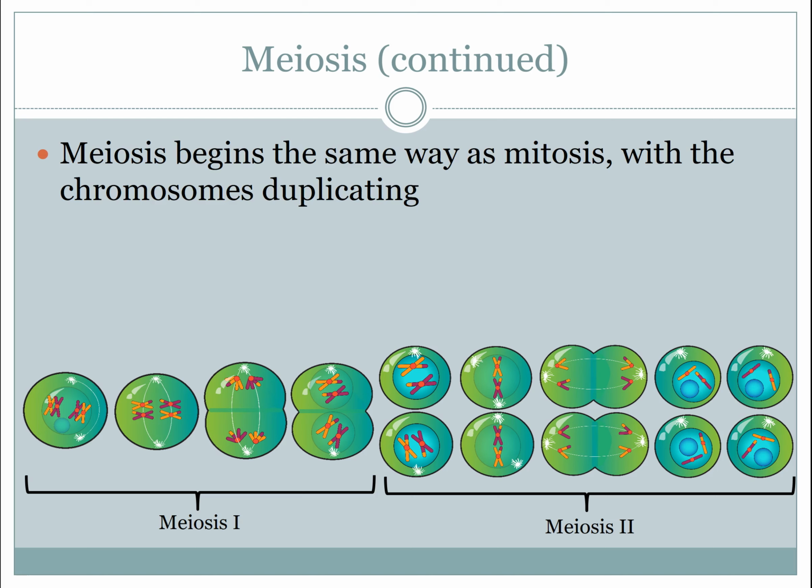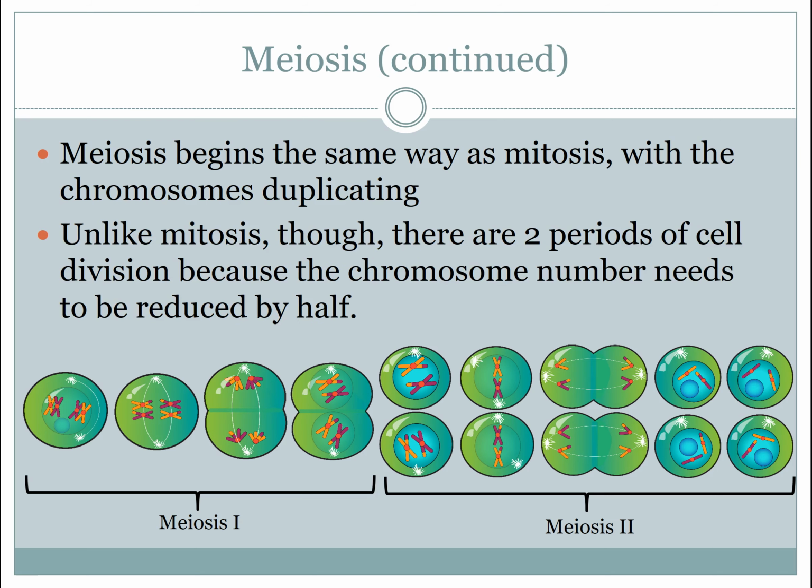So meiosis begins the same way as mitosis, with the chromosomes duplicating. Unlike mitosis, though, there are two periods of cell division because, as I just said, the chromosome number needs to be reduced by half. So if we start with human cells, there are 46 chromosomes. If we start with 46 chromosomes in the parent cell, we can't have 46 in the egg cell and 46 in the sperm cell. We have to get all the way down to 23 in the egg cell and 23 in the sperm cell so that when they combine, there's a total of 46.